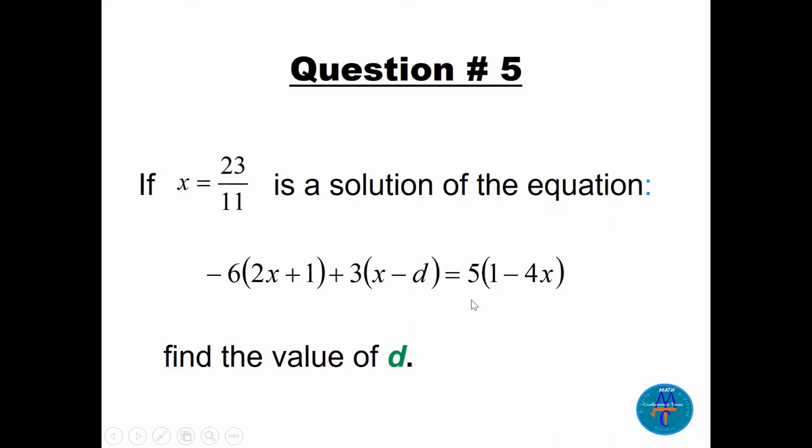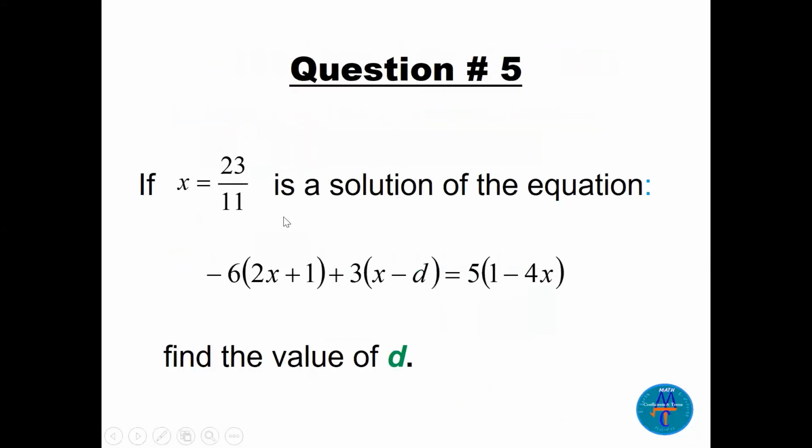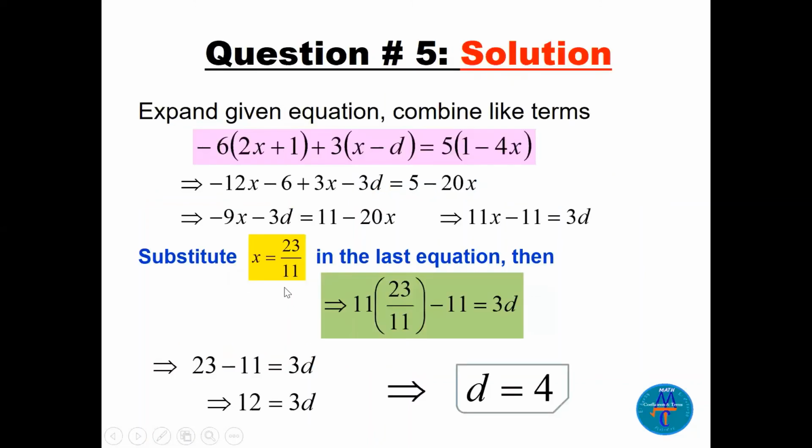So the nice thing you can do, try to simplify the equation first and make 1x. See, just simplify the equation. Expand it. See this one, just expand it. This is the equation, 2x plus 1, x minus d. Expand it, minus 12, etc., minus 6. Expand the equation normally until you get this one, 11x, check it yourself, please. 11x minus 11 is equal to 3d.